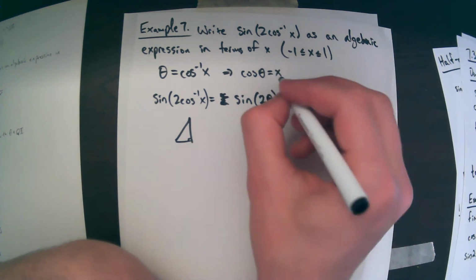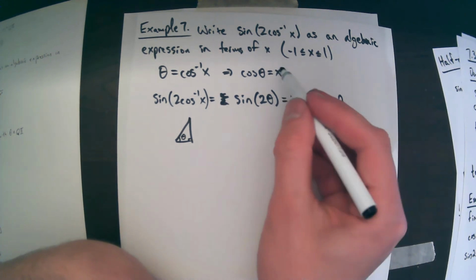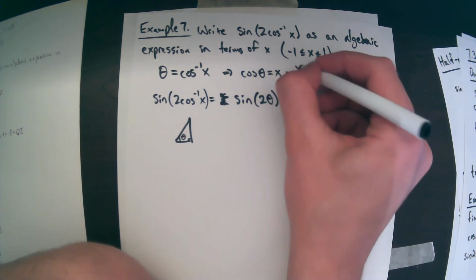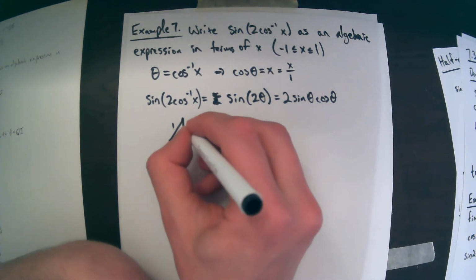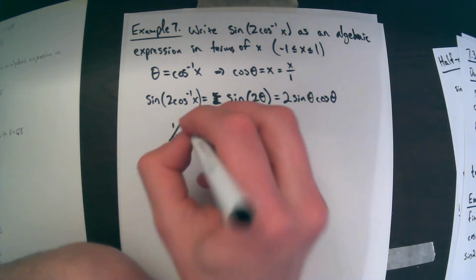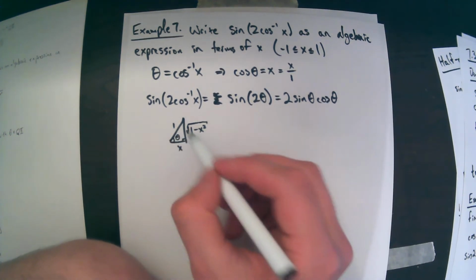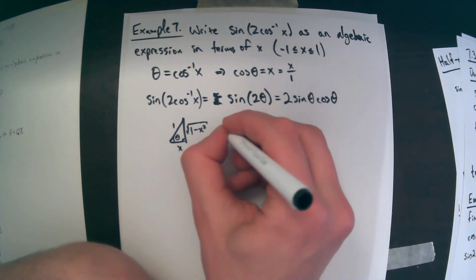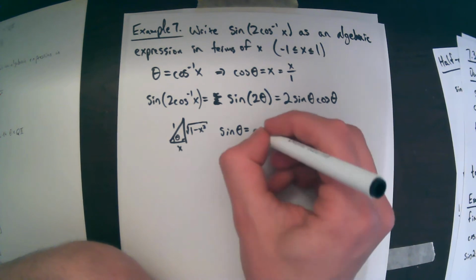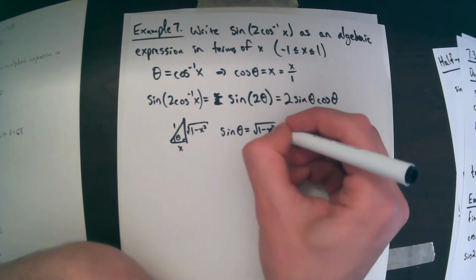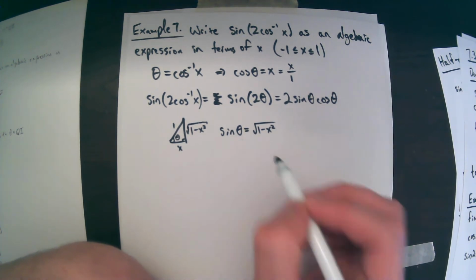But I do need to know that if cosine of theta is x, and this is theta, then this is adjacent over hypotenuse, so I must have x and 1 there, and that means that this side, by the Pythagorean theorem, will be 1 squared minus x squared, or just 1 minus x squared, or I should say the square root of 1 minus x squared. That means that sine of theta will be opposite over hypotenuse. Because the hypotenuse is 1, it's just this over 1. So I'm not writing the over 1 part because it's redundant.